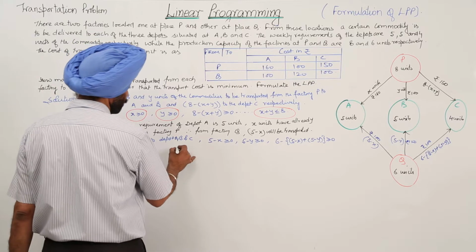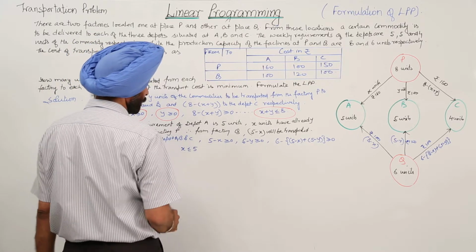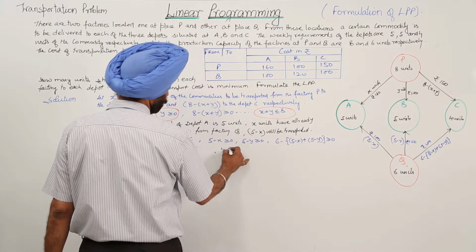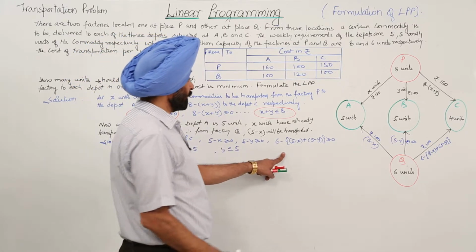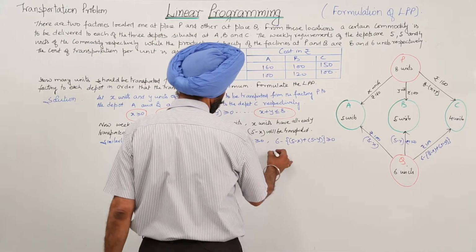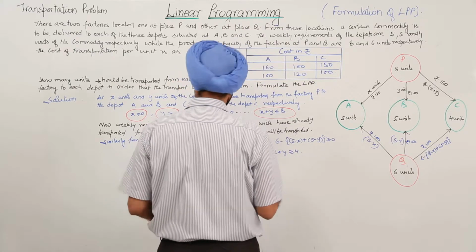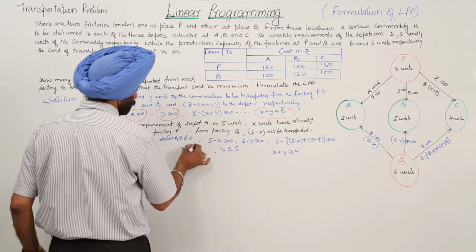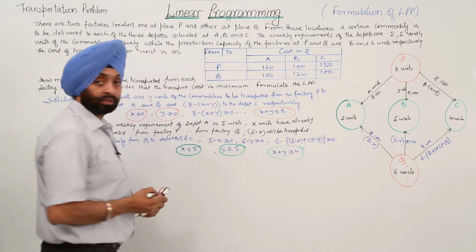Now on solving we have X less than or equal to 5, Y less than or equal to 5, and solving the last one we will have X plus Y greater than or equal to 4. So now we have 1, 2 and 3.